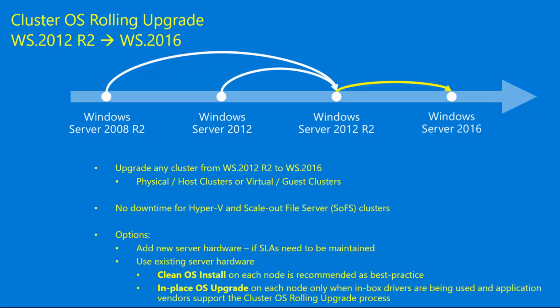We designed Cluster OS Rolling Upgrade to reduce the friction of upgrading your failover clusters from Windows Server 2012 R2 to Windows Server 2016. Using this feature, you can upgrade a physical cluster or a virtual guest cluster. There is no downtime for a Hyper-V cluster or for a scale-out file server cluster. Other workloads will have downtime equivalent to failover time.